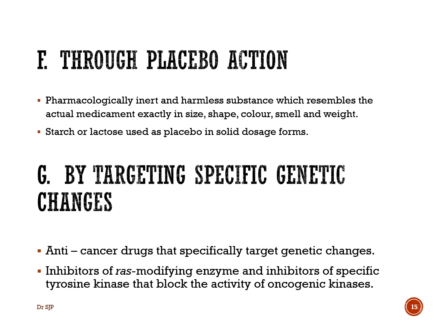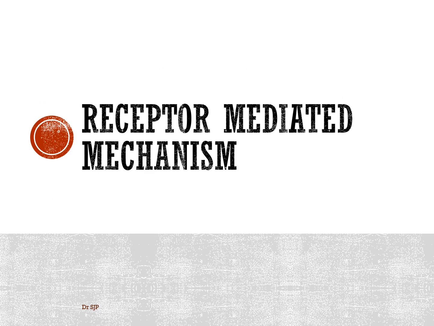And lastly, but definitely not the least, we have the action which is by targeting the specific genetic changes. So example is of course anti-cancer agents that specifically target the genetic changes, the inhibitors of RAS modifying enzymes and the inhibitors of specific tyrosine kinase that block the activity of these oncogenic kinases. So now moving forward to the receptor mediated mechanisms.